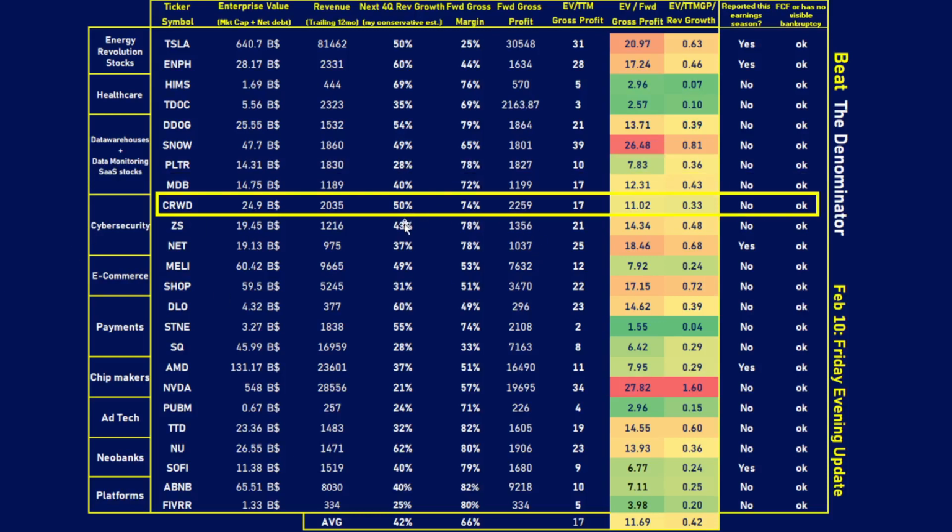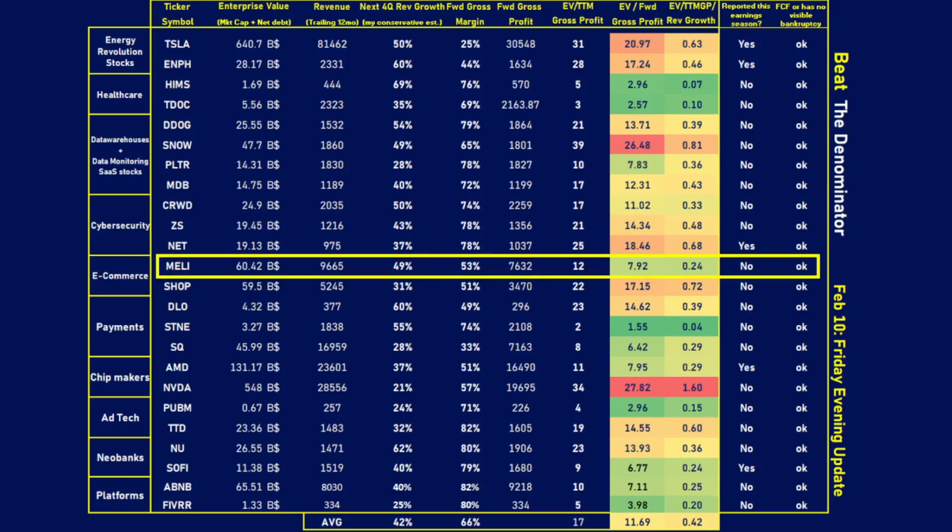Then in cybersecurity, CrowdStrike. CrowdStrike has been going down quite a bit, and it's still the least expensive cybersecurity stock right now, in my coverage, of course, not in all of them.